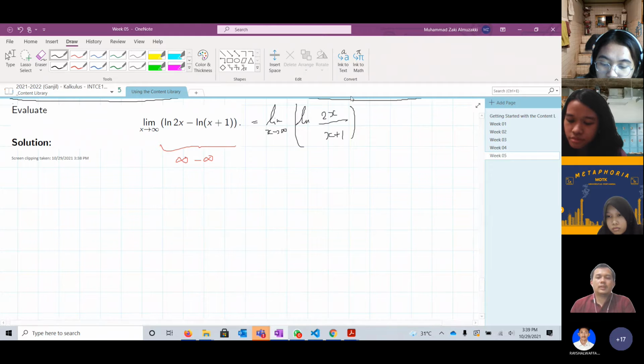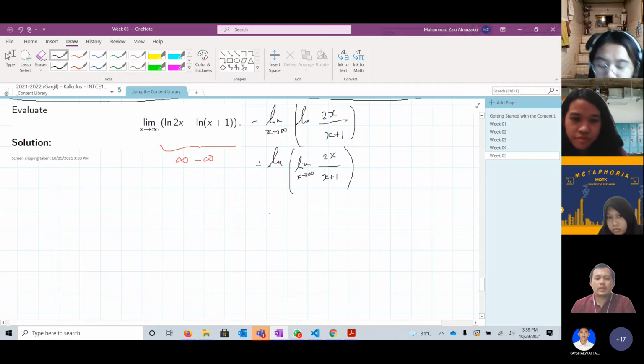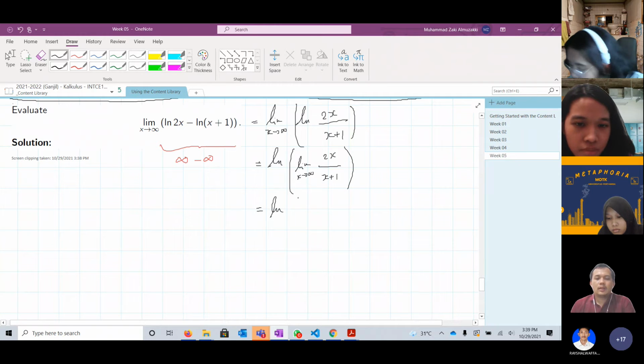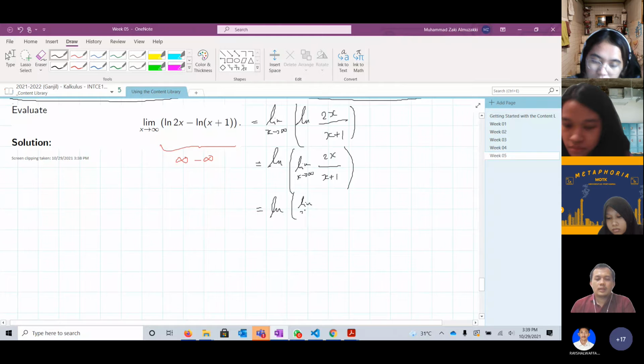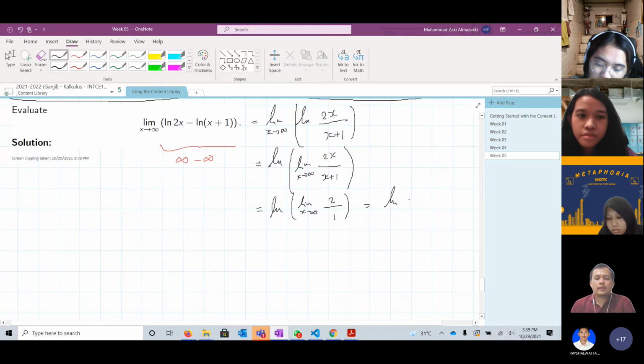So if we put infinity, still infinity over infinity, then in this case we put the limit inside ln. From the limit rule, we have ln of limit x goes to infinity 2x over x plus 1. Then here we can apply L'Hopital's rule. We have ln of limit x goes to infinity of 2 over 1. So here we have ln of 2.